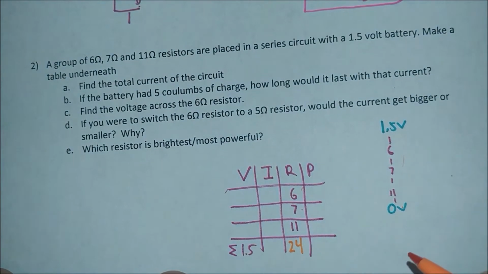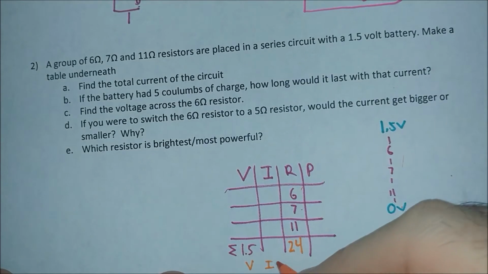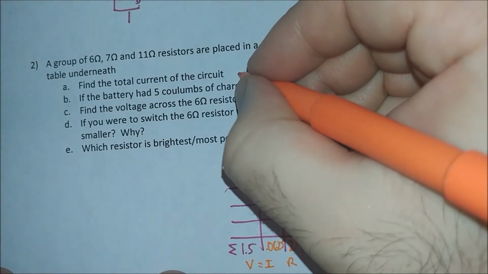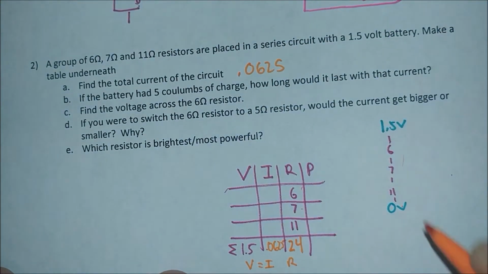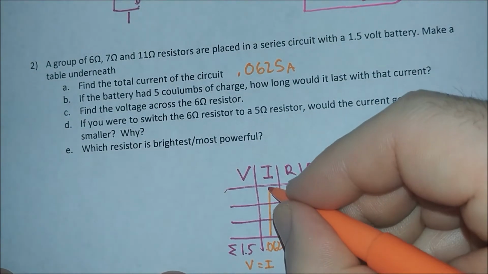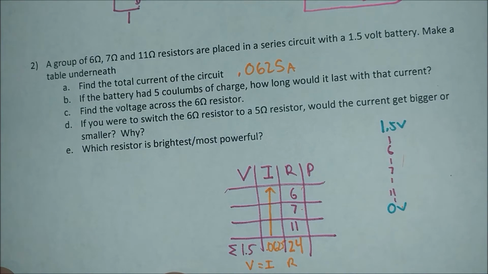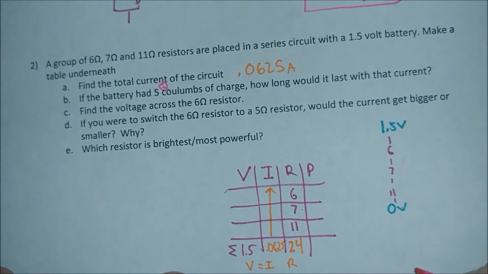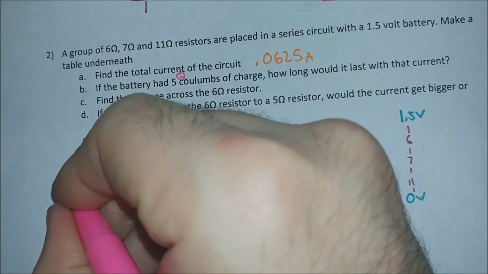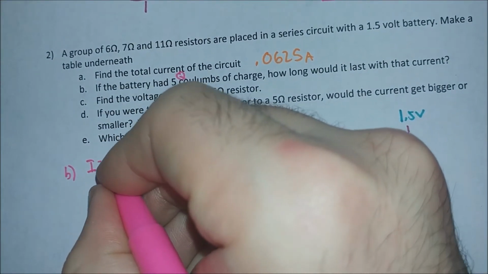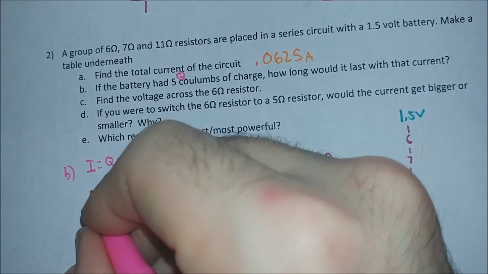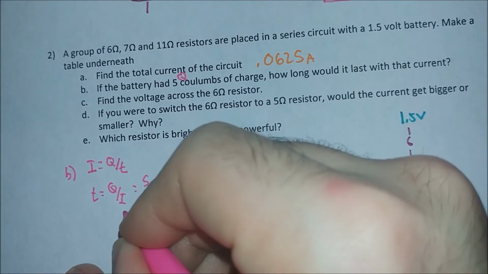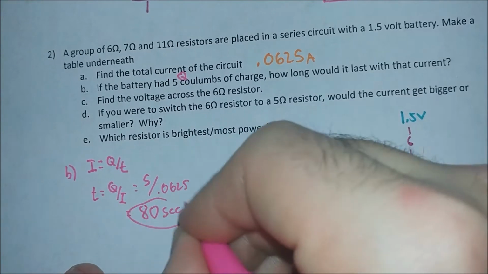I get 24 ohms. Do V equals IR, solve for I, and you get 0.0625, which is the total current of the circuit, and it's the same for each of them, because in series, they all have the same flow. If a battery had 5 coulombs, that's Q, how long would it last? Trying to find time. Current is charge over time. So time is charge over current, which if you do the math, you get 80 seconds.